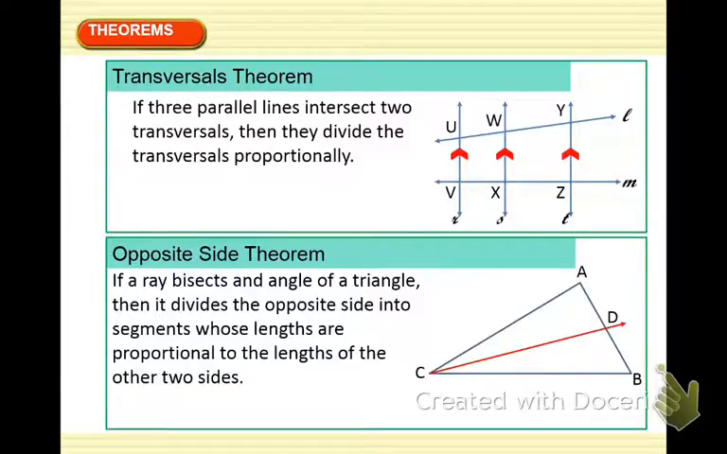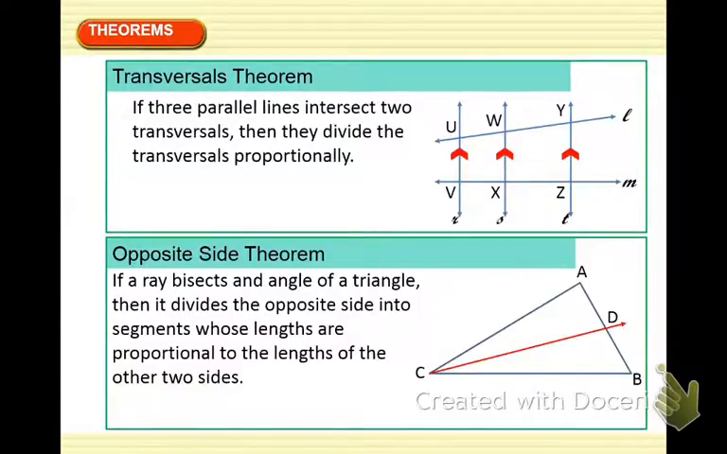Transversals theorem. The transversals theorem says if three parallel lines intersect two transversals, they divide the transversals proportionally. This is the same thing as this triangle idea we had, right? Except I just have additional lines.